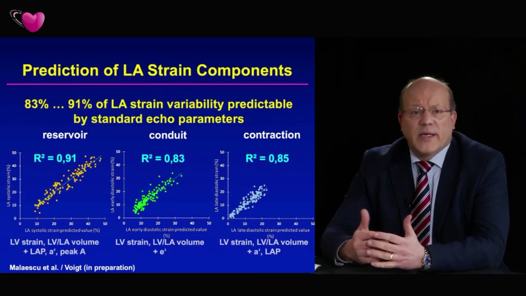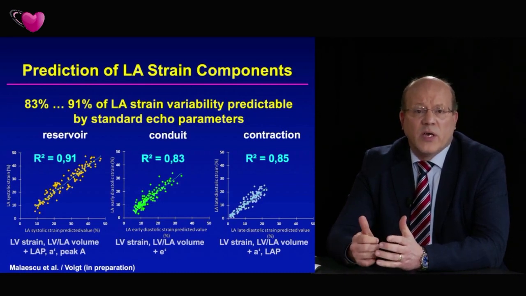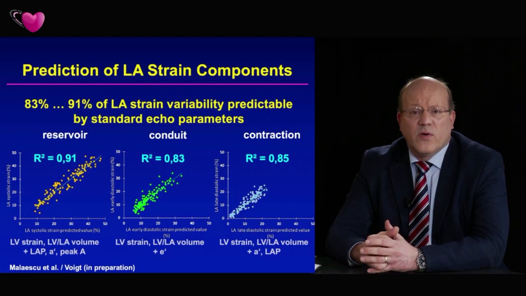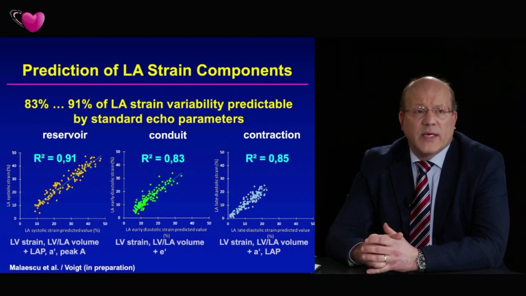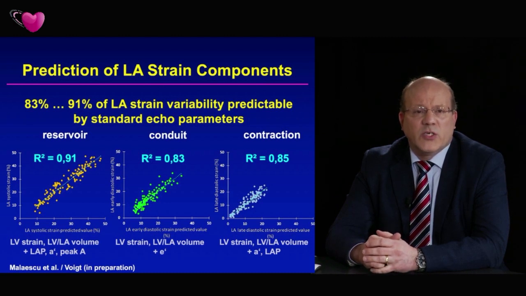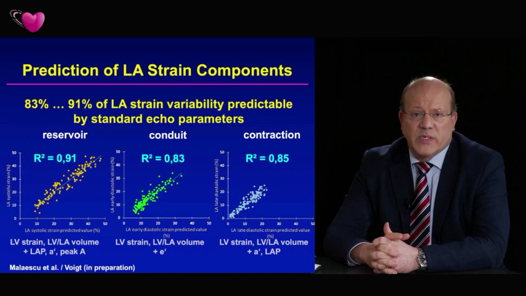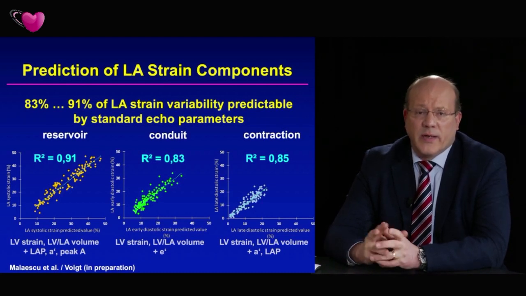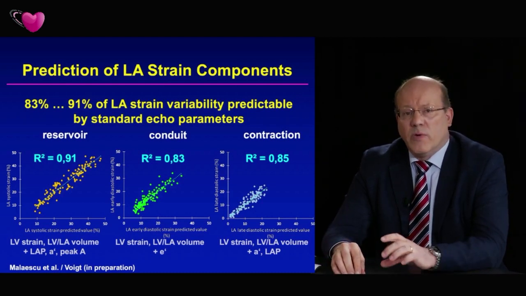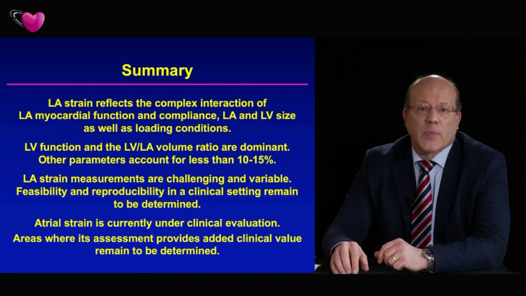We have also added other echo parameters like elevated left atrial pressure, A waves, peak A of the mitral inflow and other things, and we could get that a little bit better with that, but the values remain in the same range. So more than 90% of the reservoir strain, for example, can be modeled by regular echocardiographic measurements that we routinely do in the clinic. So the remaining part could be the added value, or it could be just noise.